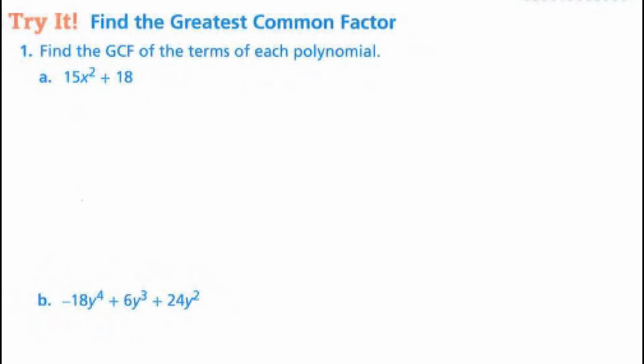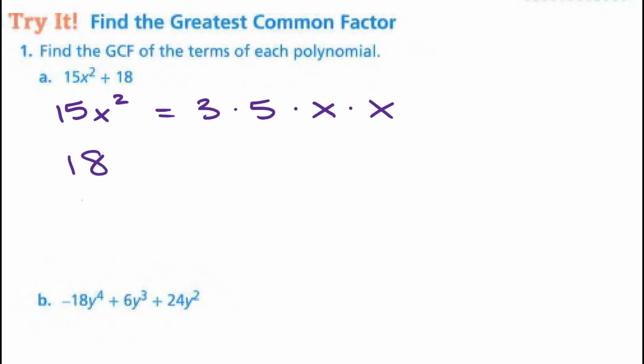Now let's look at example 1. Find the greatest common factor. Number 1 is asking us to find the GCF of the terms of each polynomial. I'm going to set this up similarly to how we did this with the numbers. My first term is the 15x squared. You could do a factor tree, but I know my 15 is just a 3 times 5. And then my x squared I can write as x times x.